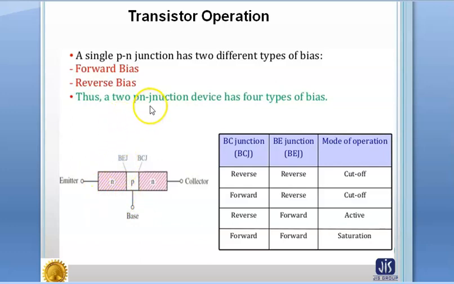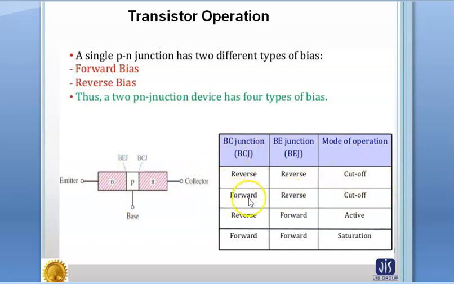Thus, the two PN junction device has four types of bias. This is the collector junction and this is the emitter junction, meaning base to collector and base to emitter junction. So when both junctions are reverse biased, the transistor operating mode is cut off.